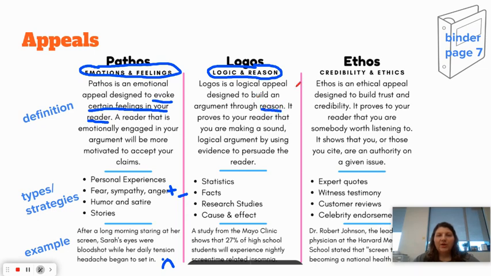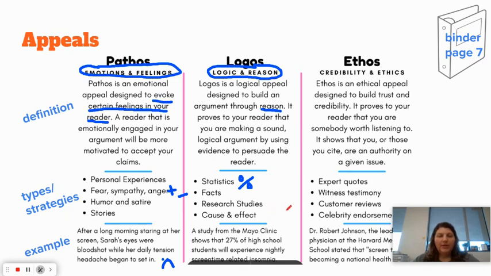It proves to your reader that you are making a sound, logical argument by using evidence to persuade the reader. So you can use empirical data for this. You can use logical evidence for this. So we've got things like statistics. So we've got numbers and percentages. Facts, that would be that logical evidence. Research studies, cause and effect. So text structure, like cause and effect, or problem and solution. These are ways that writers use logic and reasoning to appeal to that logic in their reader.